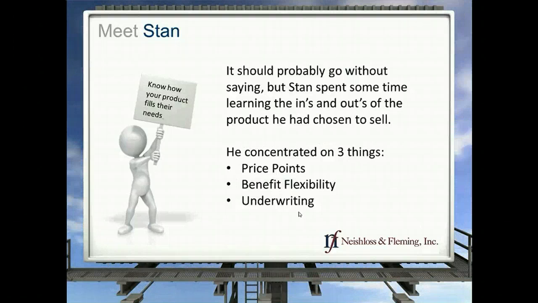Lastly, Stan needed to know how his product that he was planning on using filled the need. You know, it goes without saying that you have to understand your product. That's very important as an insurance agent. You have to understand both the ins and the outs of whichever product you were planning on leading with. And the three things that Stan focused on, and there are many areas to any insurance product, but the three key things that he focused on were price point, benefit flexibility, and lastly, underwriting, knowing that if you couldn't get a consumer into the product, it really wasn't worth anything at all.